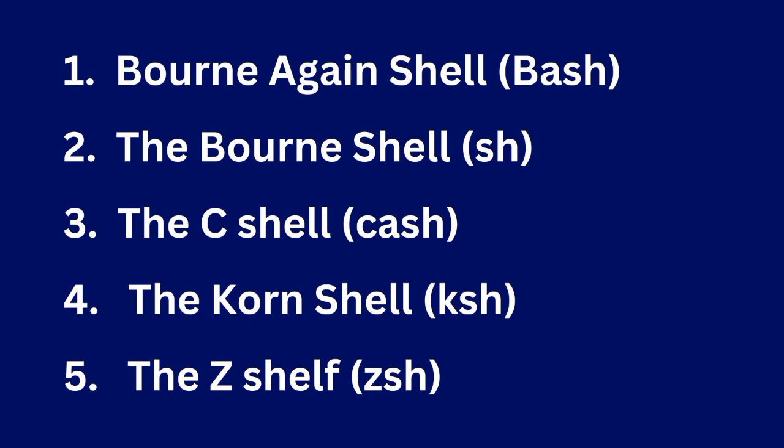So in summary, we have the Bourne shell, we have the Bourne Again shell, bash. We have the C shell, csh. We have the Korn shell, ksh. We have the Z shell, zsh. I'm not too good at pronunciation, so I'm just trying to help you understand basically what I'm explaining.